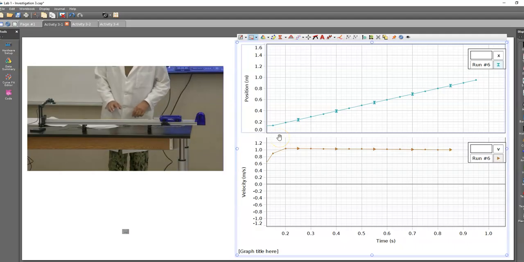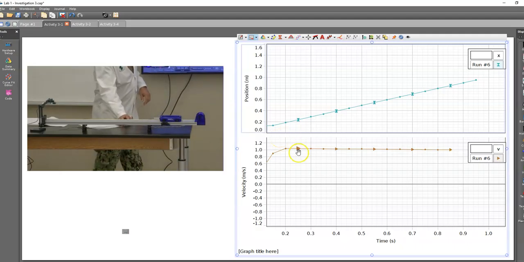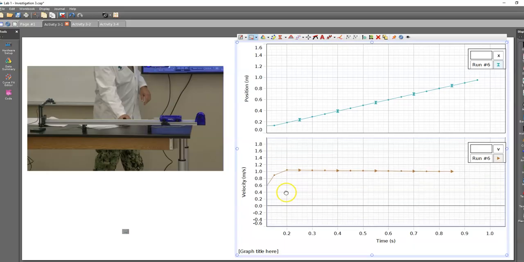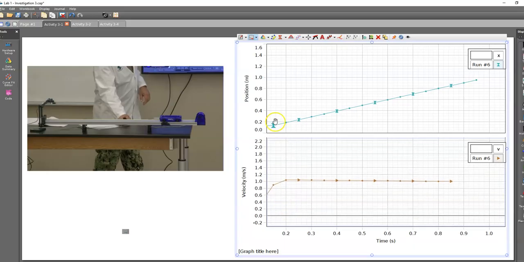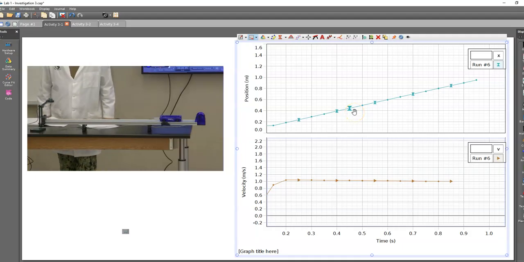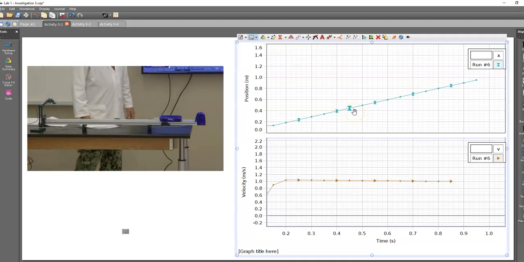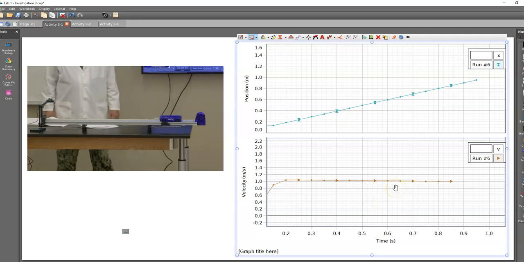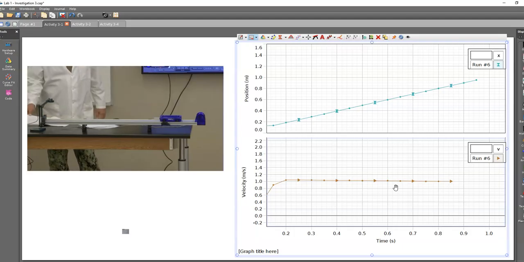So, looking at this graph right here, from about 0.2 of a second forward is when we got good data. Okay? So does this position graph match your predicted position graph? I should see a lot of heads going up and down. Does your velocity graph match your prediction? For the most part, yes. There is a slight downward turn, but it's not that bad.